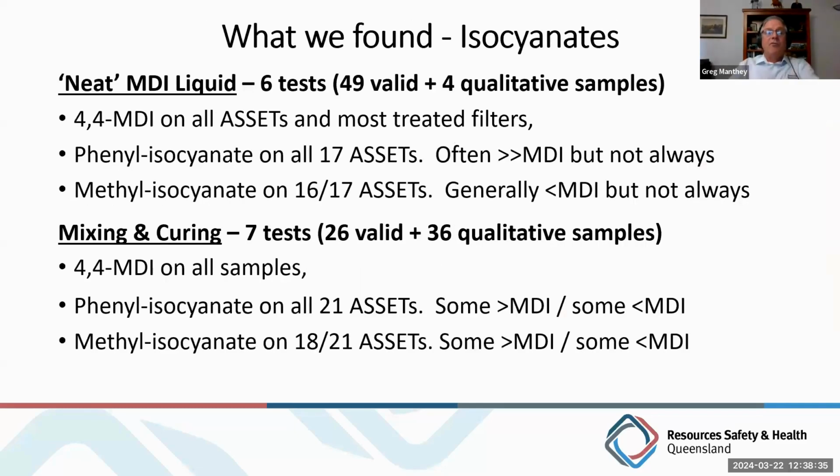So a summary of what we found from the mixing and curing tests. You can see there we found the target analyte for MDI on all the asset samplers and most of the treated samplers. Phenyl isocyanate was found on every sample, and methyl isocyanate was found on 34 out of 38 samples. Key here is that the only reason we found these phenyl and methyl isocyanates was with the asset samplers.